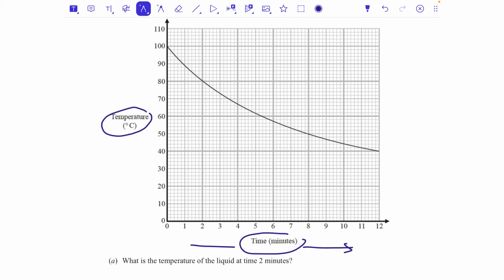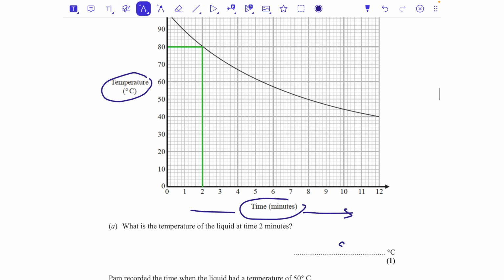So if I want to know what the temperature was at 2 minutes, I'm going to get my ruler. I'm going to read up at 2 until I hit the graph and then go across. And that corresponds to a temperature of 80. So 80 would be my answer there. That must have been the temperature after 2 minutes.